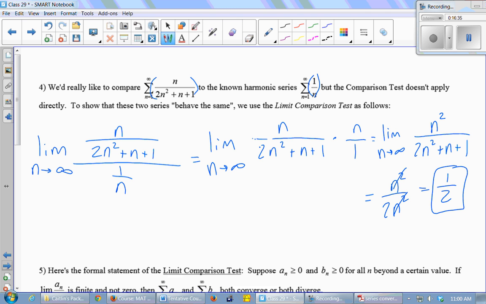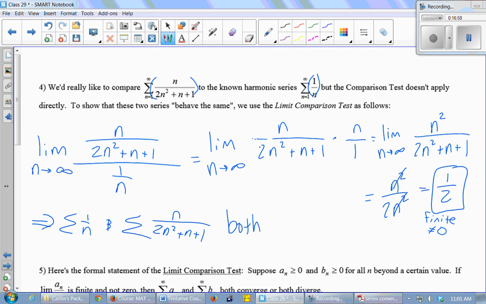So 1/2 finite and non-zero. Our conclusion is that the sum of 1/n and the sum of n over 2n squared plus n plus 1 both do the same thing. They either both converge or both diverge. And I know that this one diverges, so they have to both diverge.